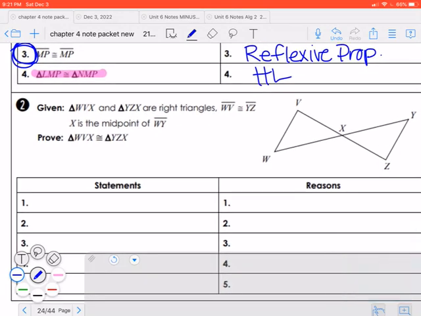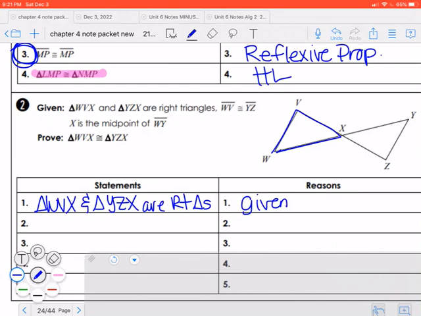All right, what do we have here? Triangle WVX and triangle YZX are right triangles. That is given. Okay, so those are right triangles.